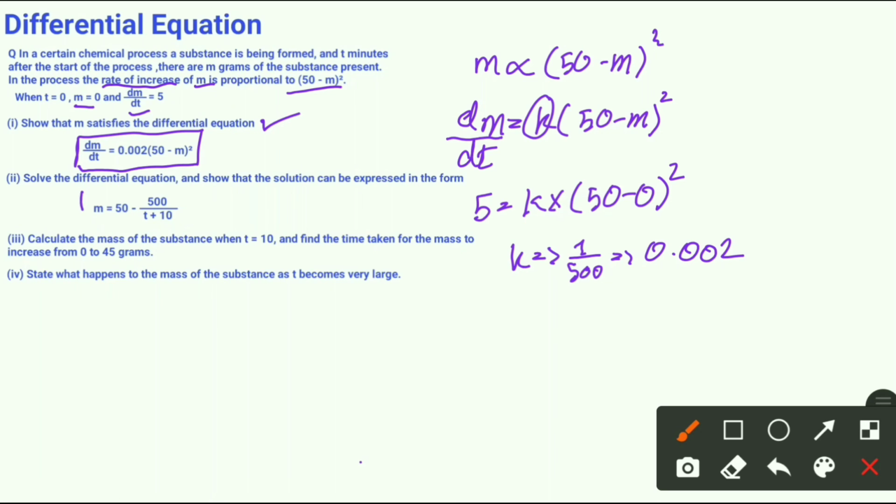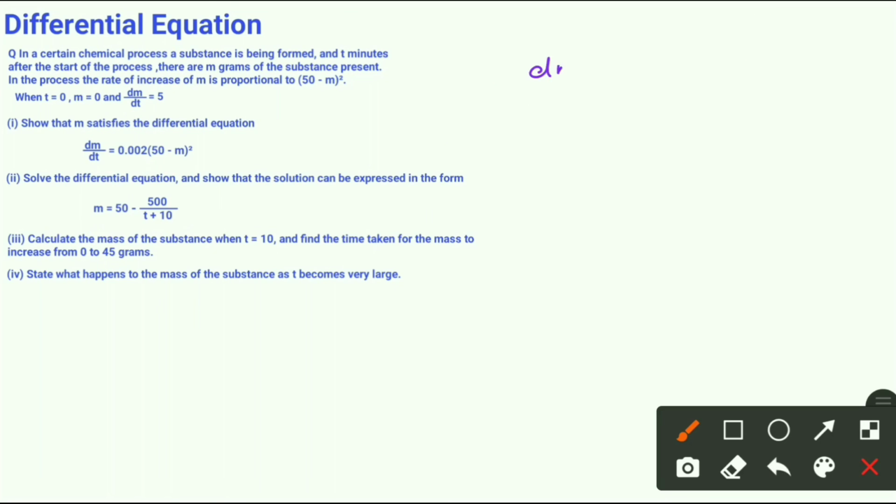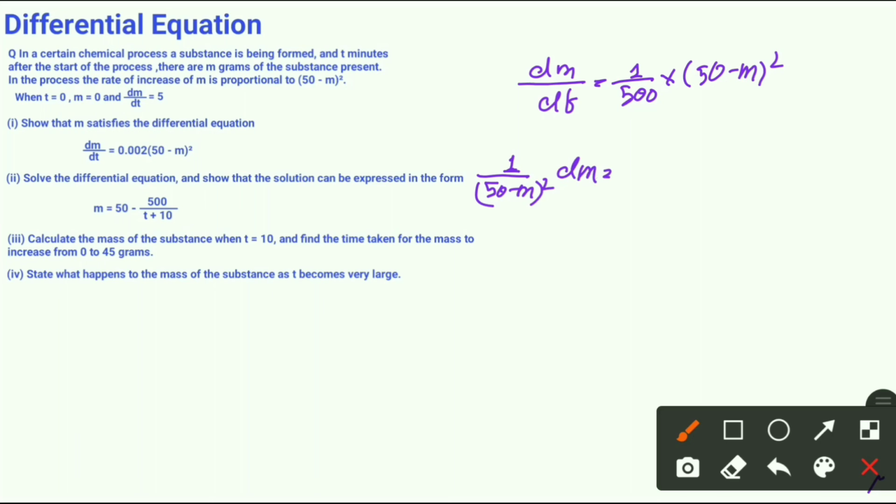Part 2, solve the differential equation and show that the solution can be expressed in this form. Now we need to solve this differential equation. So let's do this. Dm upon dt is equals to 1 upon 500 multiplied by (50 minus m) squared, then 1 upon (50 minus m) squared dm is equals to 1 upon 500 multiplied by dt.